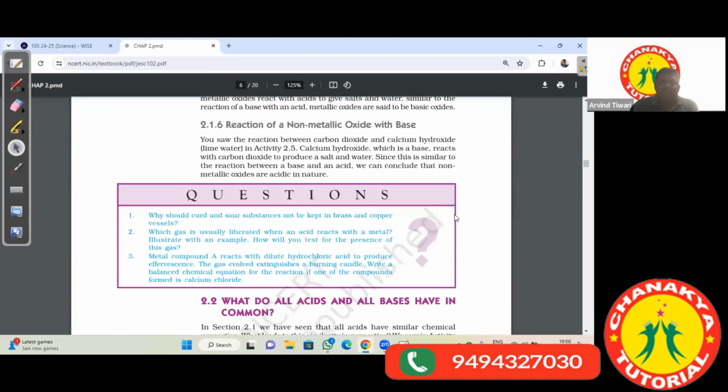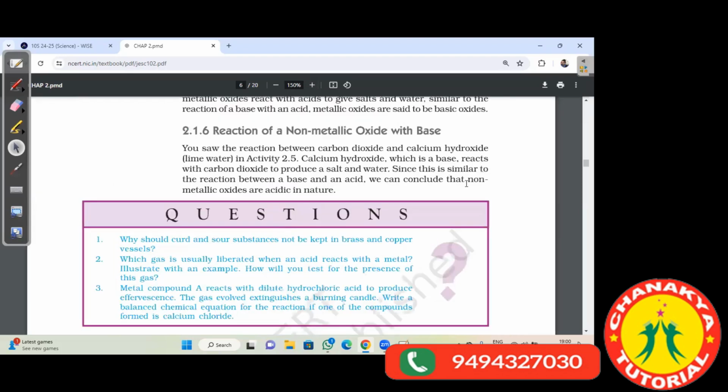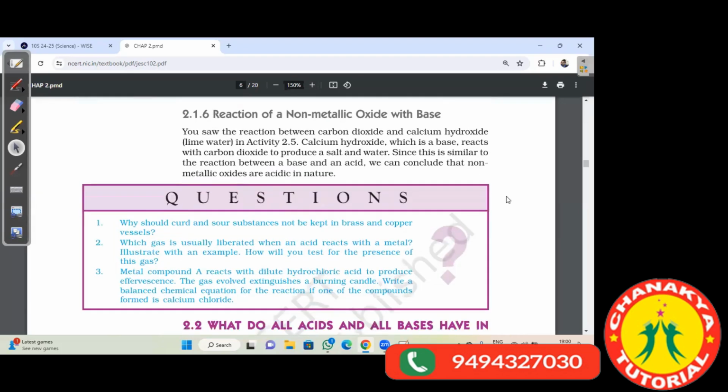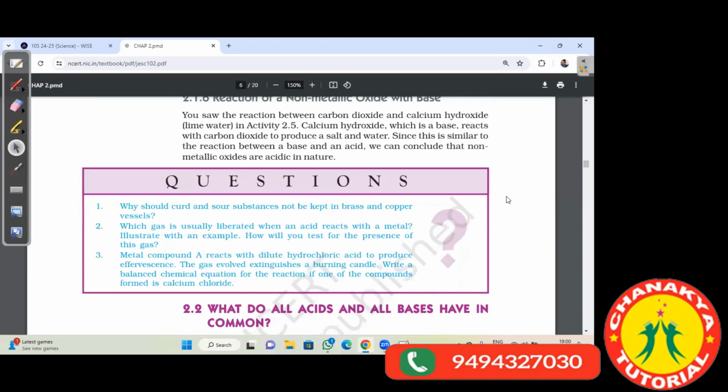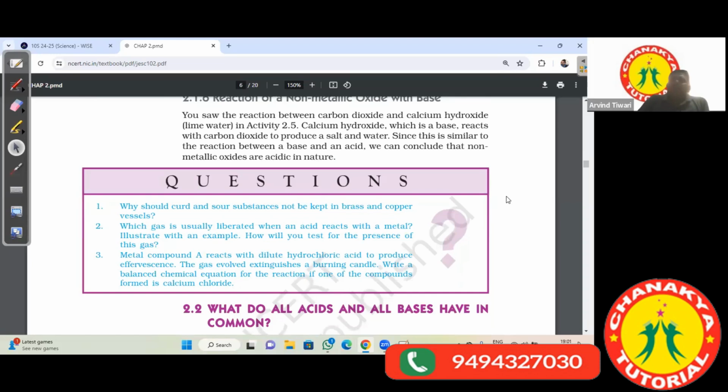Okay, can you answer these questions? Let's try to answer, then we'll end. Why should curd and sour substances not be kept in brass and copper? Sir, acid reacts with these metals. Yes, it will eat up the metal surface. It will make the curd poisonous, and the metal surface will also get corroded.